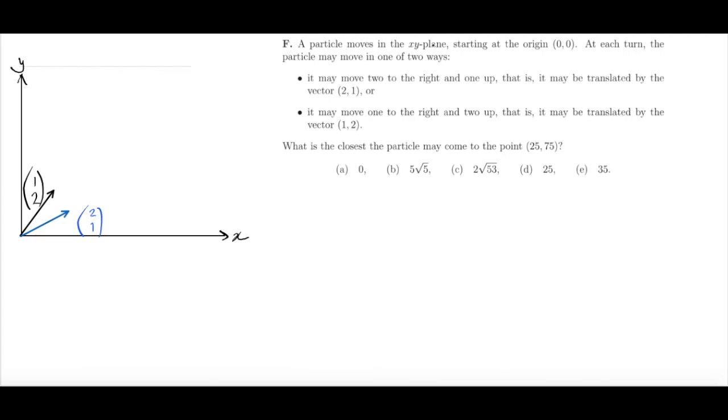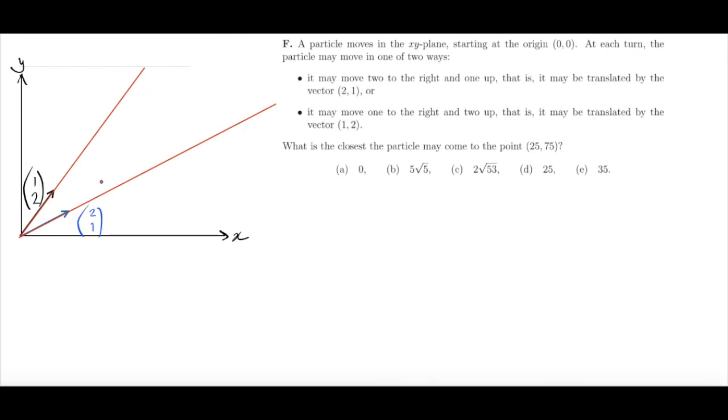So we're told the particle moves in the xy plane. I've already drawn that here with the two vectors. And we're told that these two vectors, or the particle, can only move up and to the right. Therefore, the particle can only move along a line like such, along these two lines, or within this area. And we're told to find the closest distance that the particle may come to the point (25, 75).